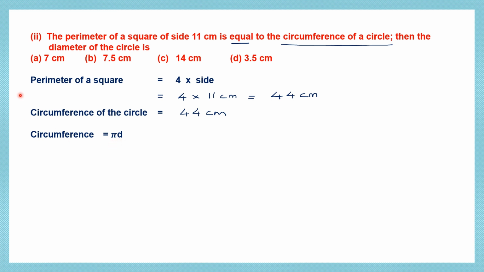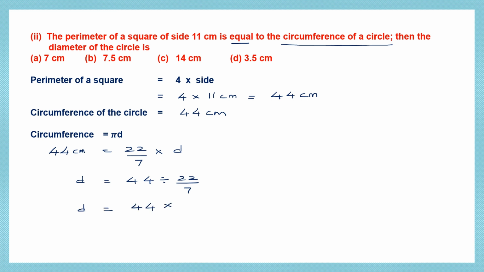So let's substitute wherever we can. So circumference is 44 centimeters and this is equal to pi. The value of pi is 22 by 7 into the diameter, which is d. Okay, now we need to find the value of d. So we're going to leave d as it is. On the other side, we already have 44 centimeters. I'm going to transpose 22 by 7 to the other side. It becomes division, so divided by 22 by 7. So diameter is equal to 44.